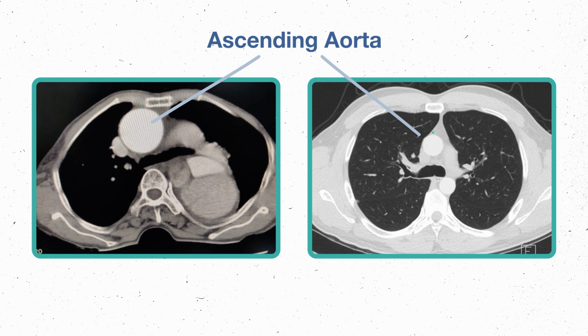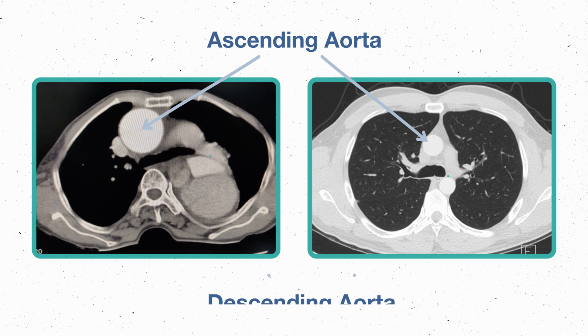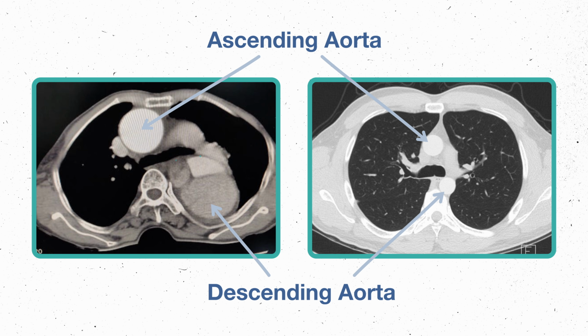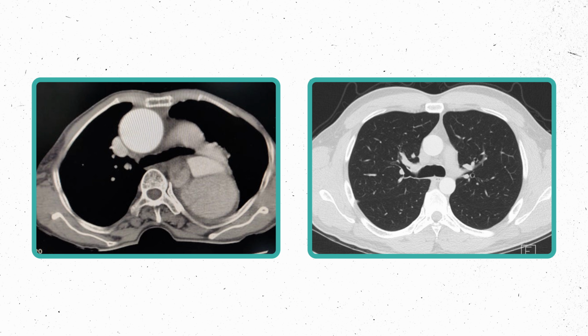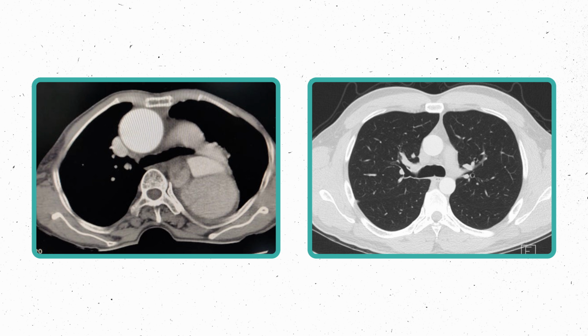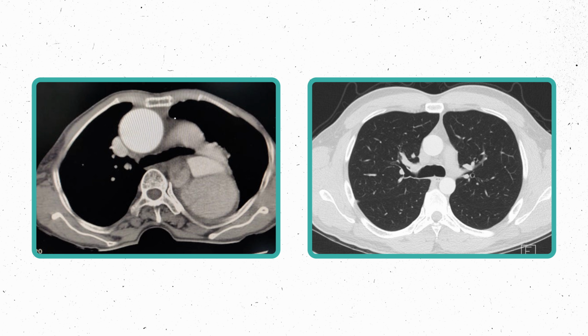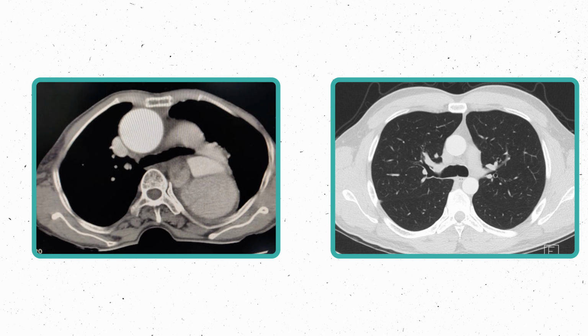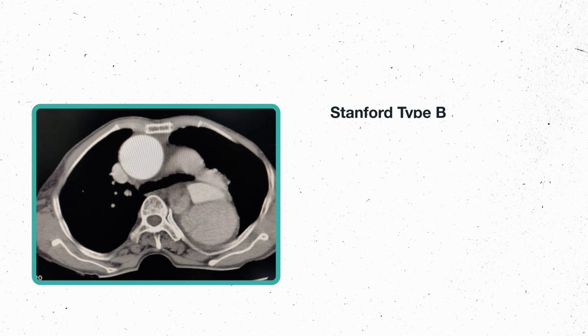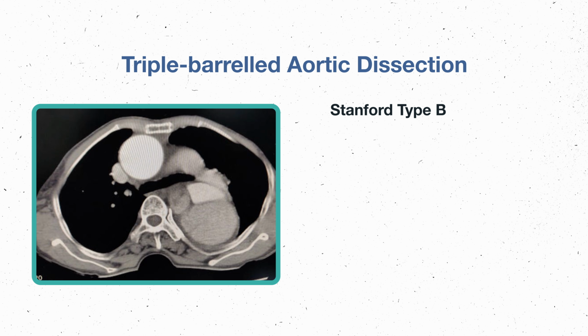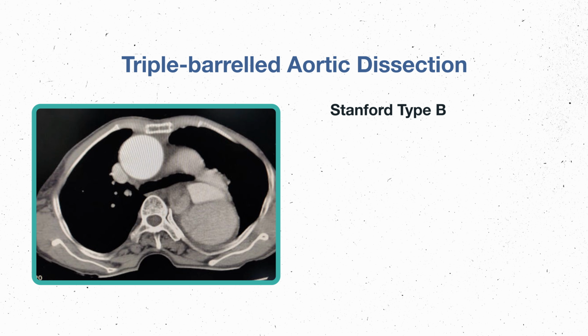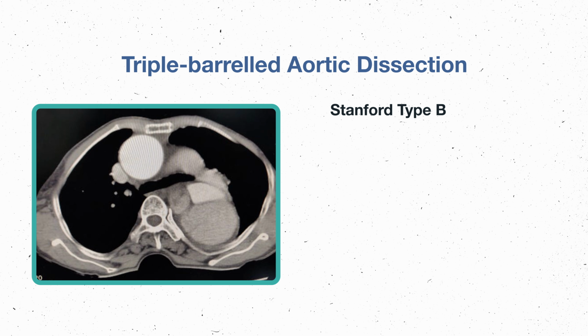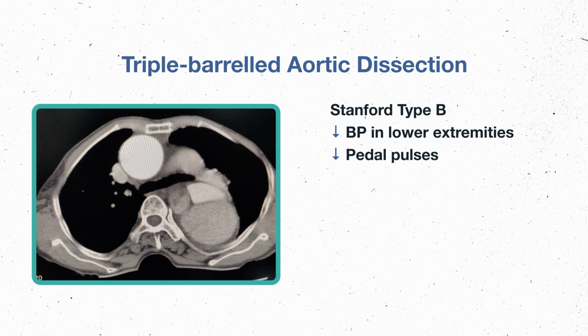The ascending aorta looks fine. However, the descending aorta has not 1, not 2, but 3 lumens. We can even see that the expanded aorta is compressing the left lung, which probably is contributing to the patient's breathlessness. What we're seeing is called a Stanford Type B triple barrel dissection. In cases like these, the blood pressure in the arms will commonly be normal, but leg pulses might be diminished.